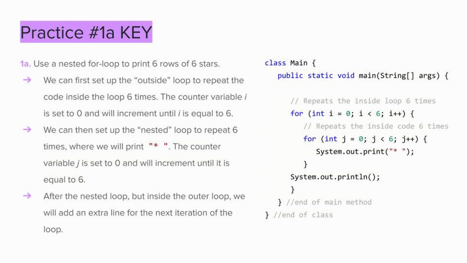Then we'll make the inner or nested loop, which will repeat 6 times. Inside, we'll print a star with a space. The counter variable of the inner loop, j, is set to 0 and will increment until it is equal to 6. After the nested loop, but inside the outer loop, we'll add an extra new line to format our stars correctly. If we accidentally use println in the inner loop, we'll have 36 lines of single stars.